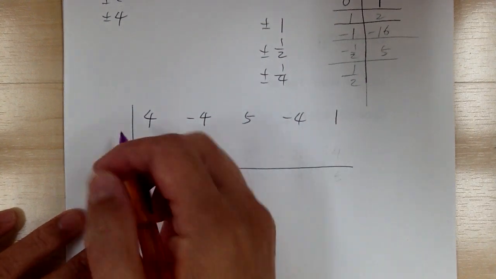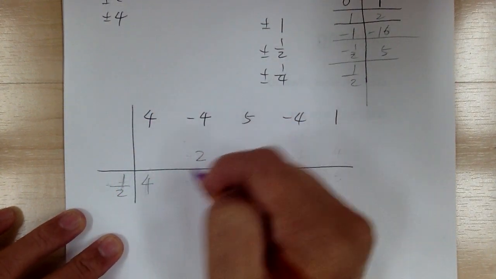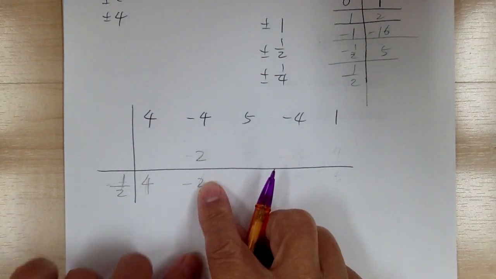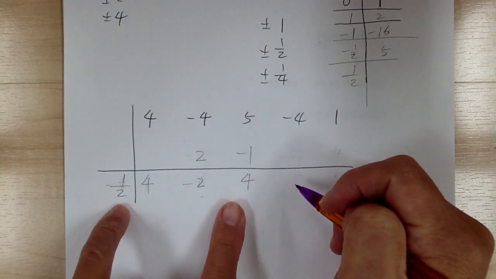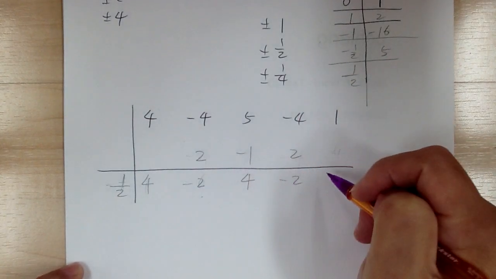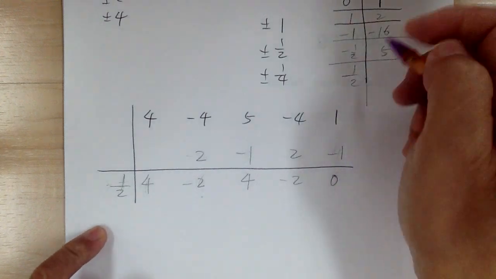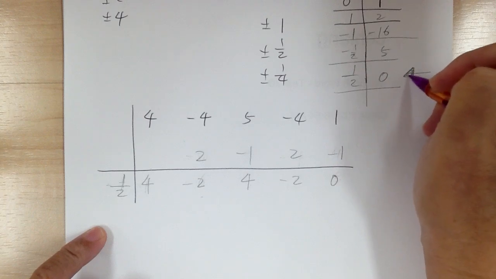Okay, so if you try 1/2, you drop, you multiply, you get 2, and when you add, you get negative 2. When you multiply, you get negative 1. When you add, you get 4. When you multiply, you get 2. When you add, you get negative 2. When you multiply, you get negative 1. And when you add, you get 0. Okay, so when you try 1/2, you get 0. So that's good. So you got one answer.